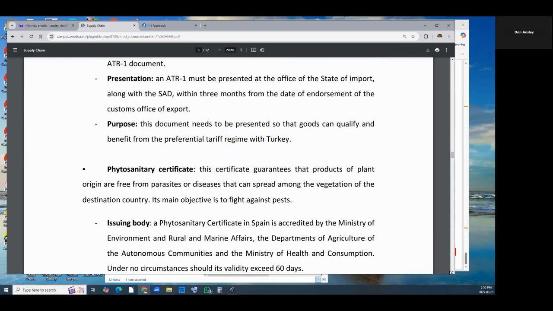Phytosanitary certificate. This certificate guarantees that the products of plant origin are free from parasites and diseases that can be spread among the vegetation of the destination country. Its main objective is to fight against pests.